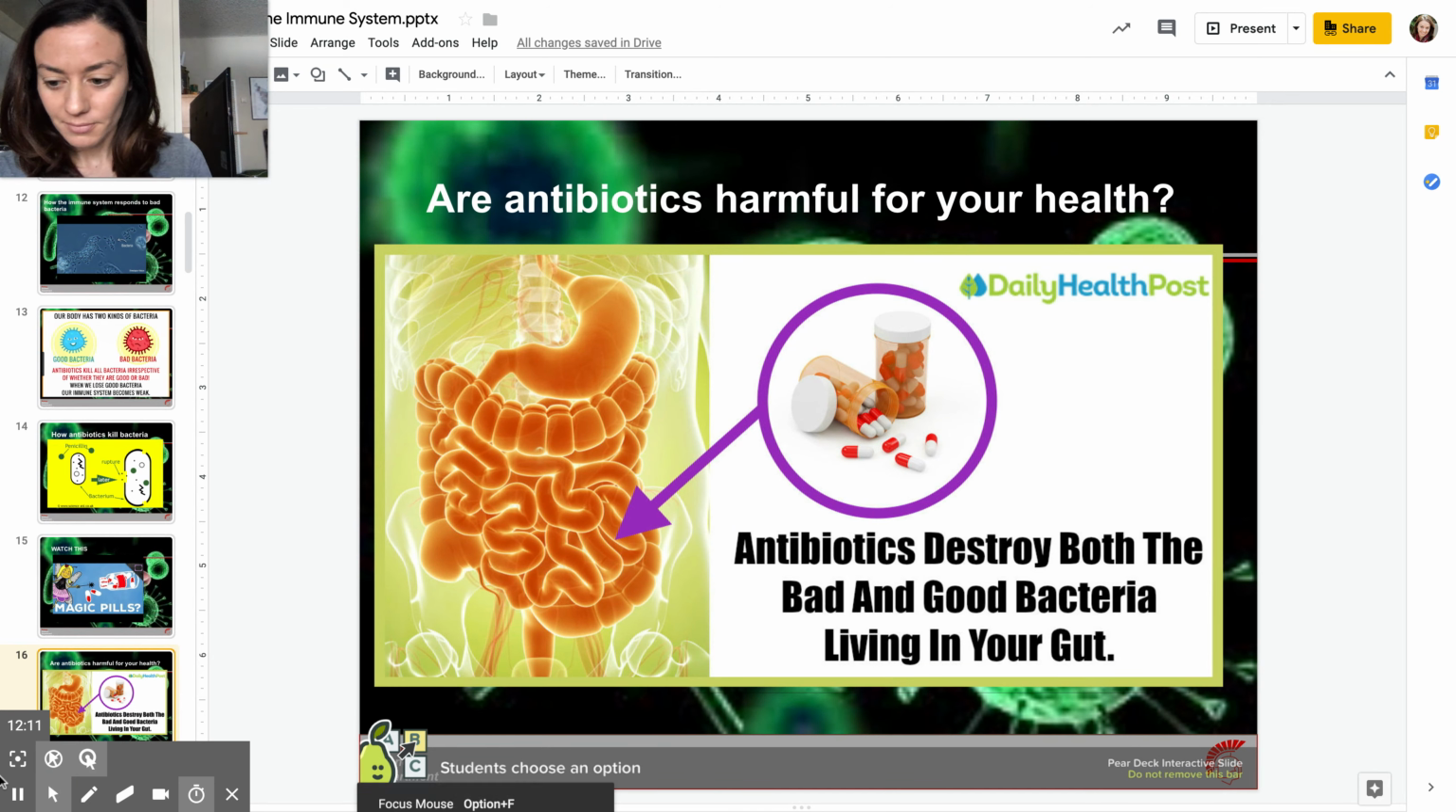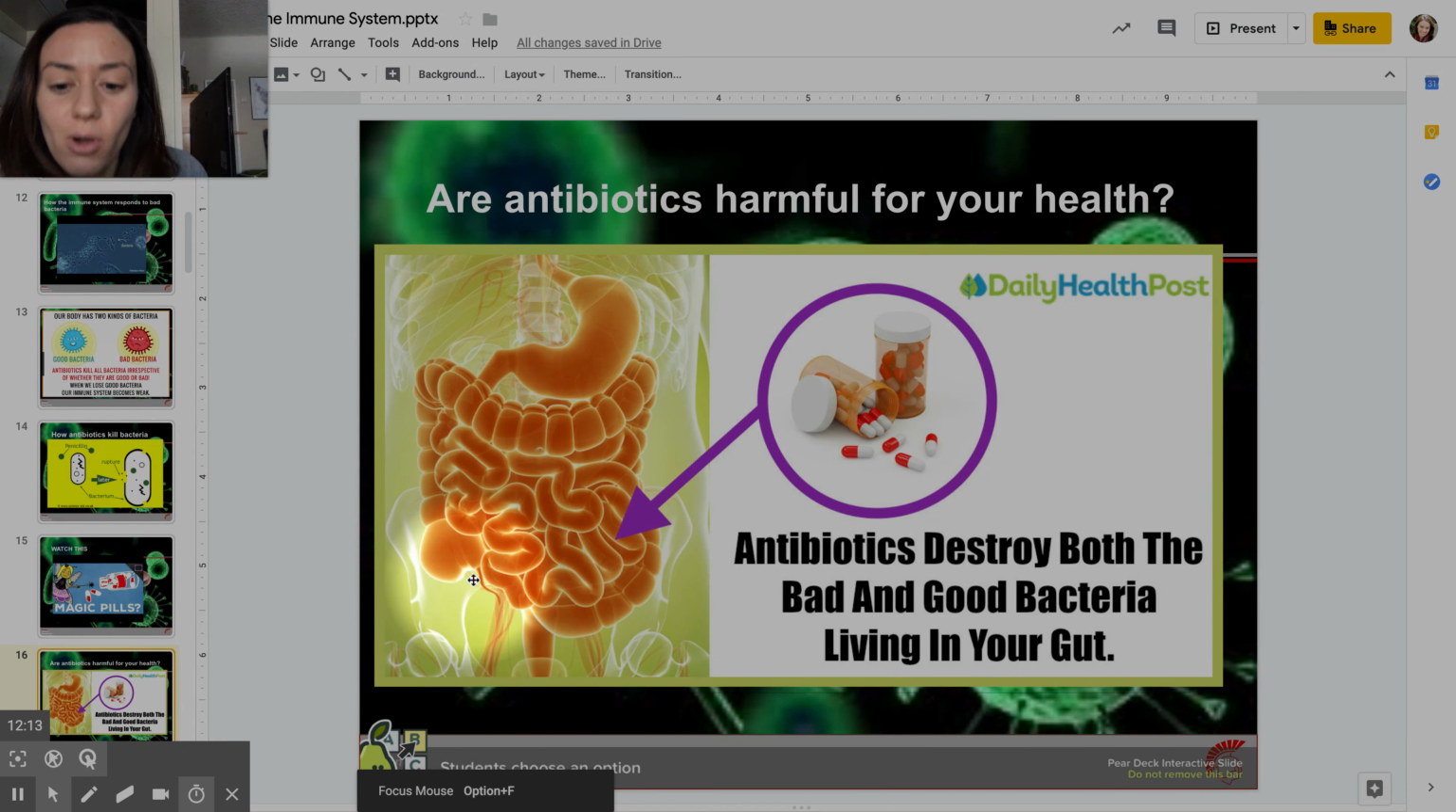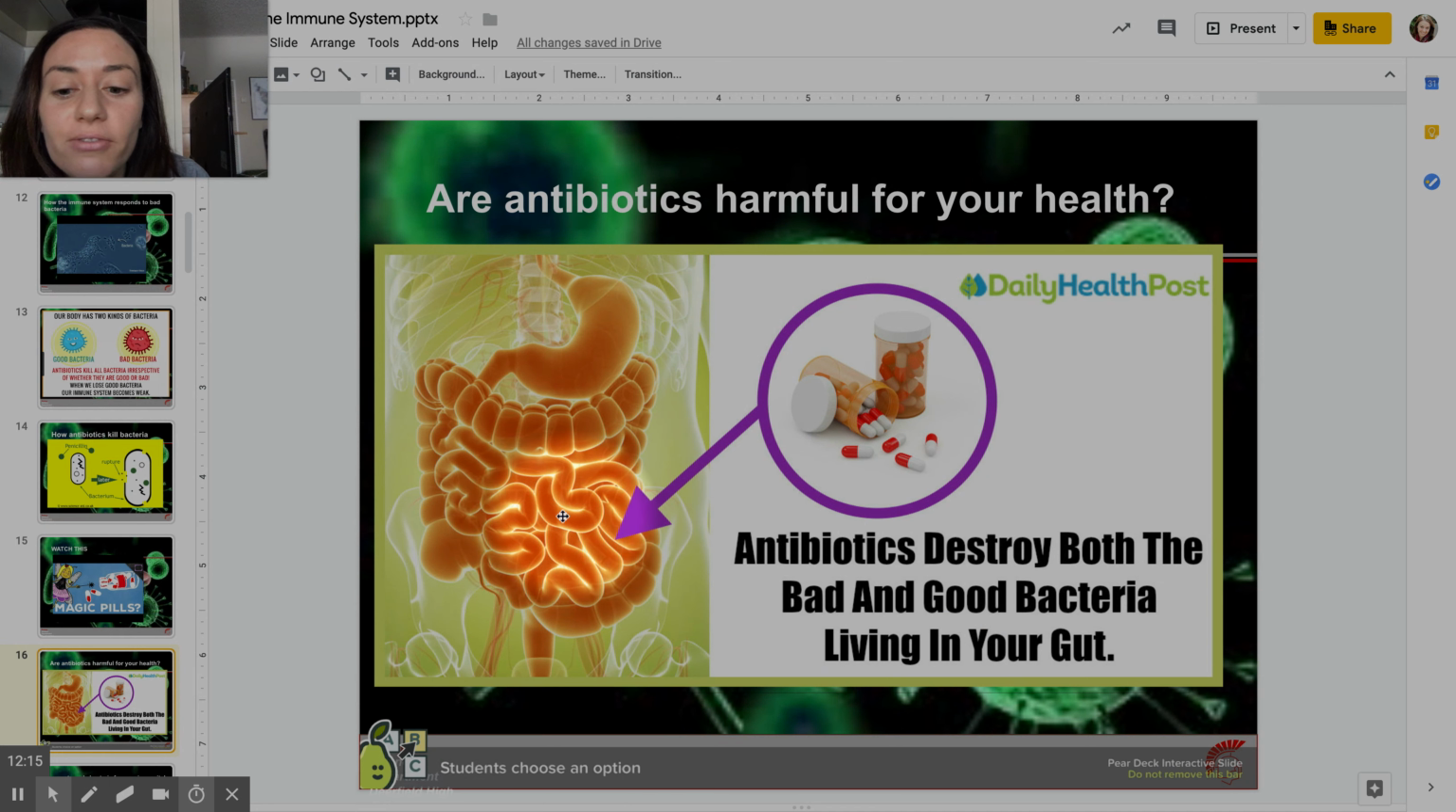Well, it is going to destroy all of the good bacteria that is in your intestines. Antibiotics destroy the good and the bad bacteria that is living in your gut. So the question is, do you think antibiotics are harmful for your health? Answer this question.